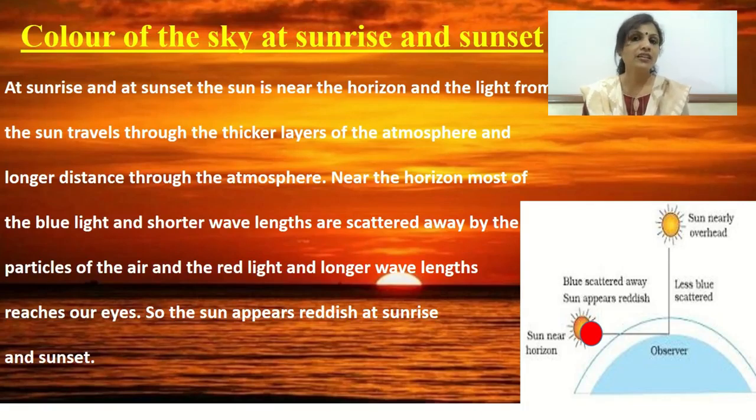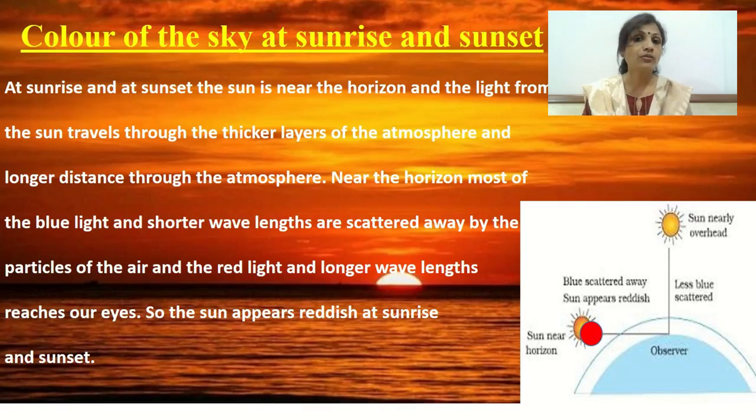So when the rays of light travel from the horizon to the observer, or to us, the light has to travel a very long distance. And during this long journey, most of the blue color light is spread out by the fine particles present in the atmosphere. And what is visible to us is only the color which has maximum wavelength, and that is the red color. And so at the time of sunset and sunrise, when the sun is very close to the horizon, we observe the color of the sky as red.